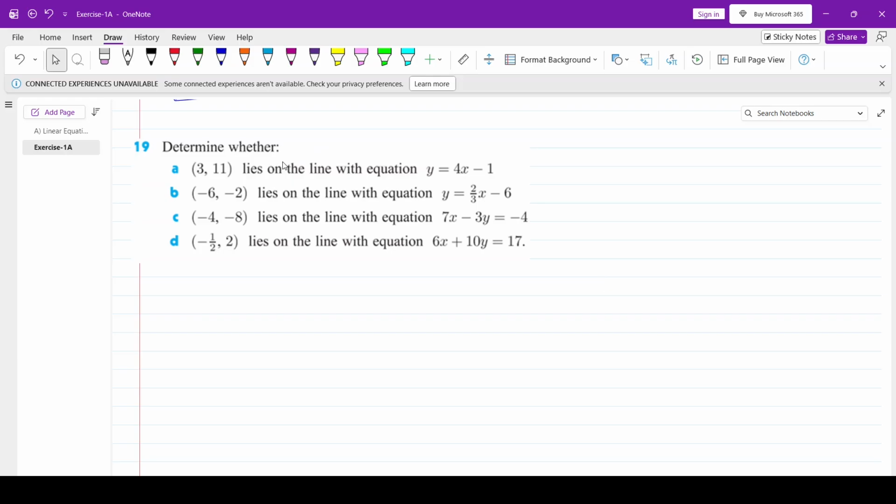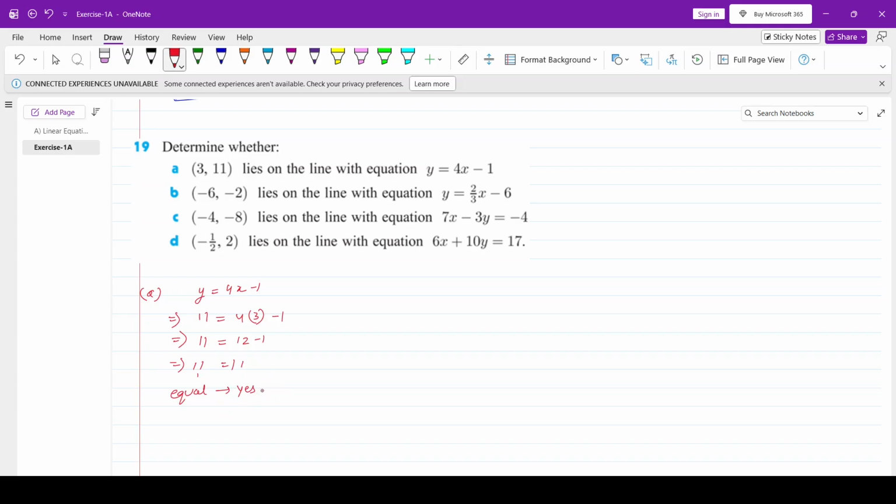Determine whether 3 comma 11 lies on the line with equation. So I'll do part A and other parts you can do on your own because they all are the same. The methodology is the same. So it says 3 comma 11. Does it lie on this line? Let's check. y is equal to 4x minus 1. Now from this equation, what is the value of y? 11. What is the value of x? 3. So 11 is equal to 4 into 3, that is 12, minus 1. So 11 is equal to 11. They both are equal.